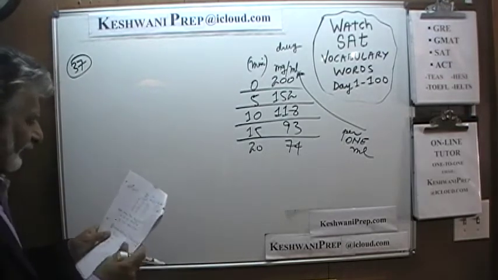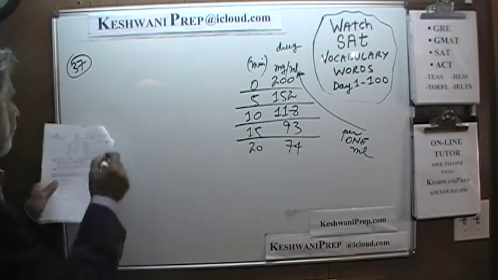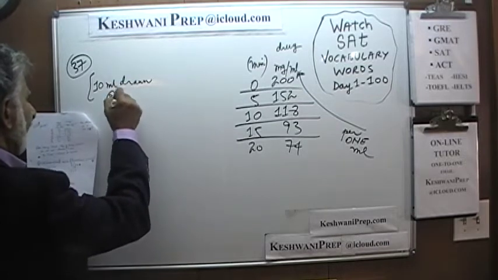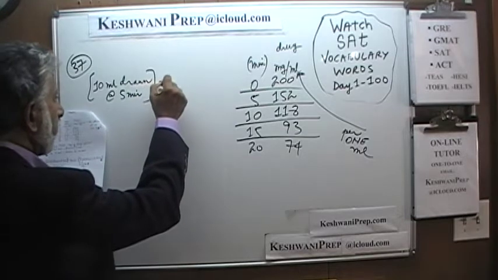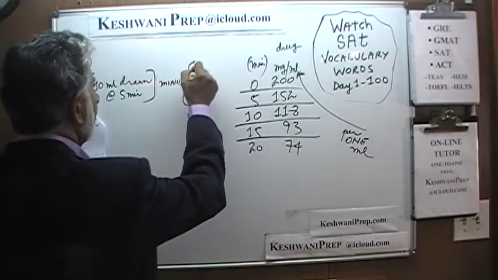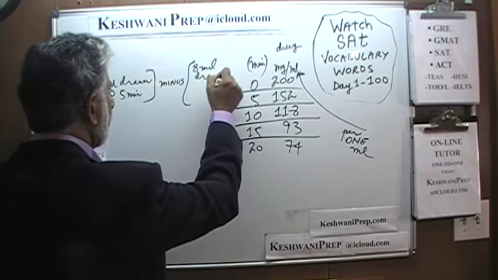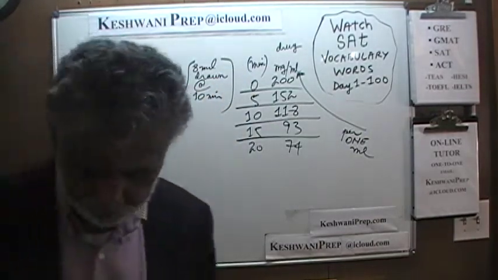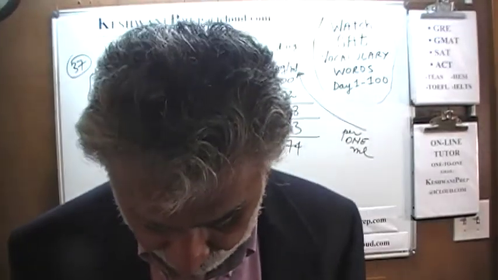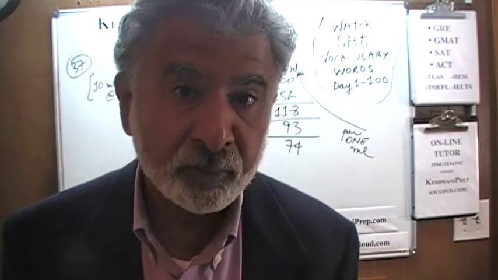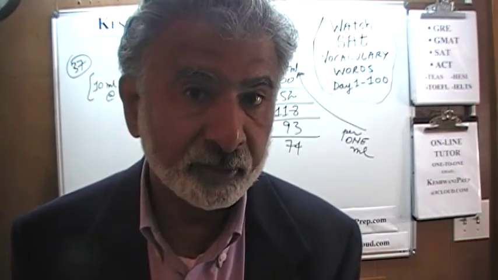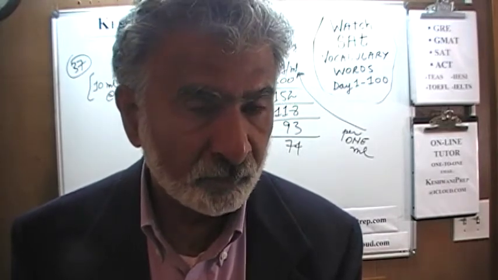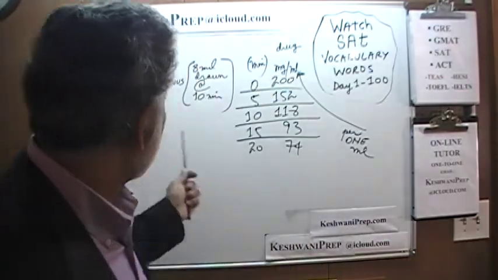Let's see what the question is asking. The question is asking how many more milligram of drug is present in 10 milliliter drawn at 5 minutes versus 8 milliliter drawn at 10 minutes. The question is asking how many more milligram of drug is present in 10 milliliter of blood that is drawn from the patient 5 minutes after having been given the injection versus 8 milliliter of blood that is drawn from the patient 10 minutes after the injection. We're just looking at the difference of two quantities.